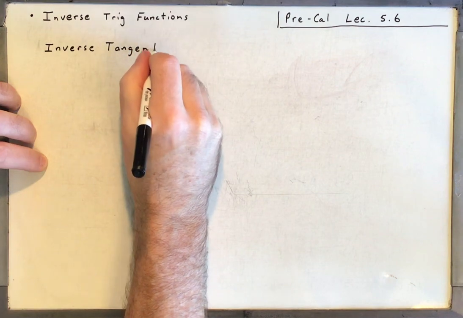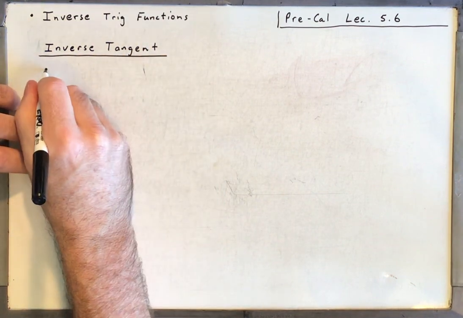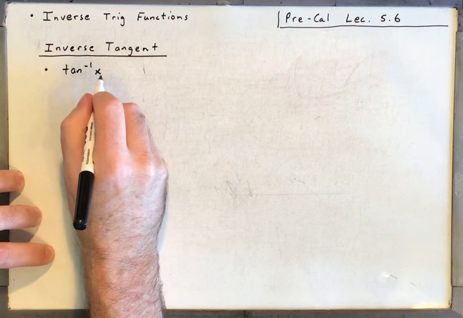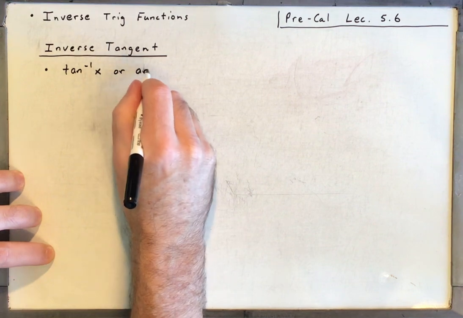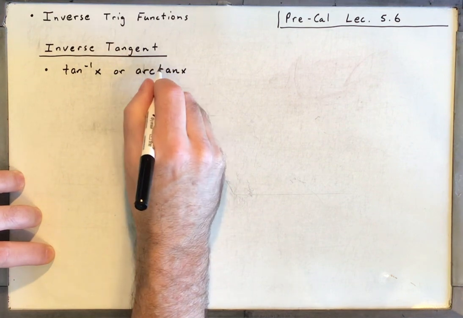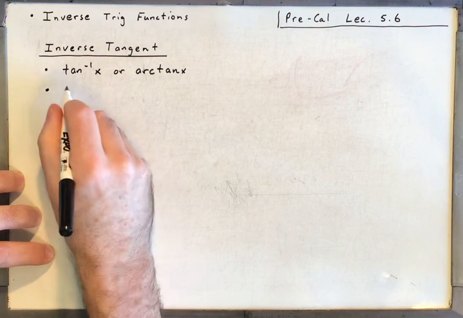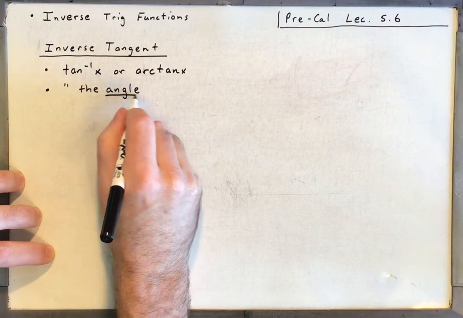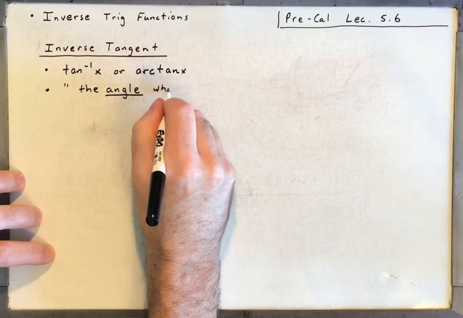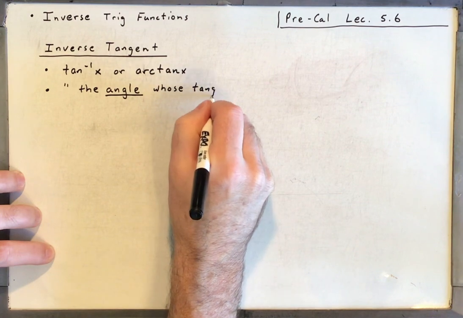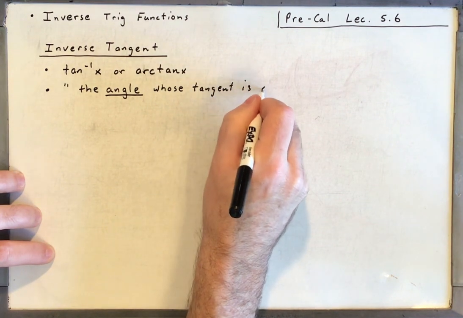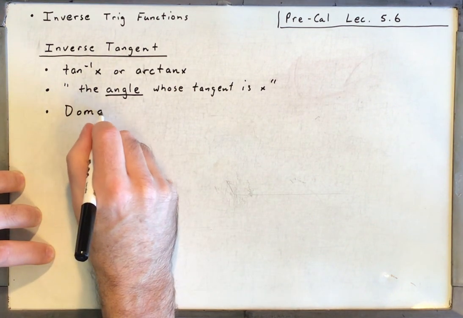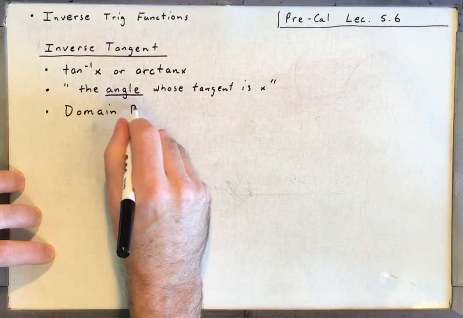Okay, so inverse tangent, these bullet points, we write it as tangent to the minus 1 of x, or arc tangent of x. It's the angle. So again, the answer you're giving is an angle whose tangent is x. The domain restriction is exactly the same as sine, and you have to memorize this.